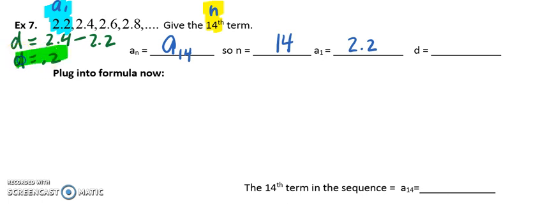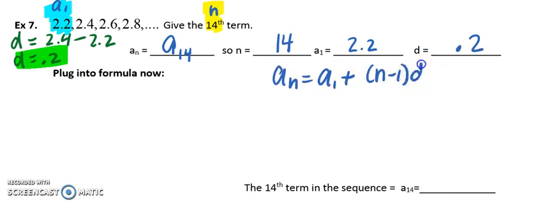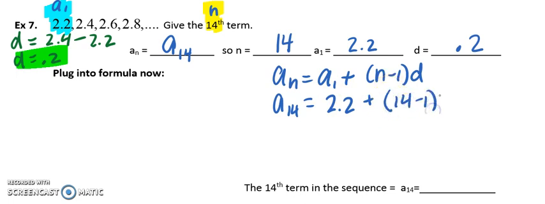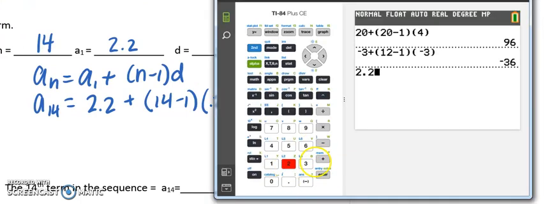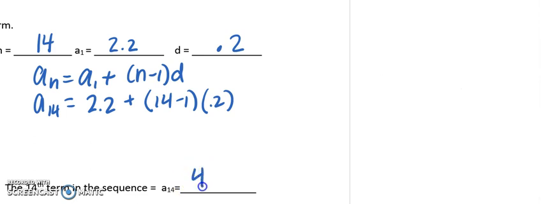Ugh. I know we don't like decimals, right? But you know what? They're part of life. Don't exclude them from life. There you go. So we're going to write down the formula. A sub n we said is a sub 14. A sub 1 they said is 2.2. N we said is 14. And the difference is 0.2. Go on over here. Bust out the old calculator. I don't know why they have it at the end of the formula, but that's how they do it. So 4.8. All right, there you have it in all its glory.